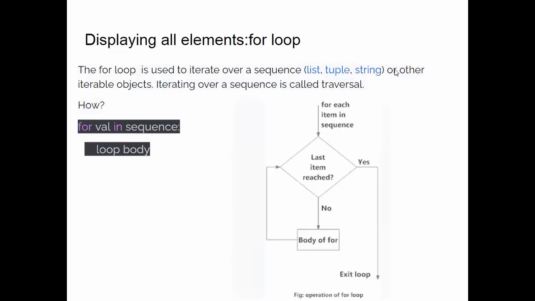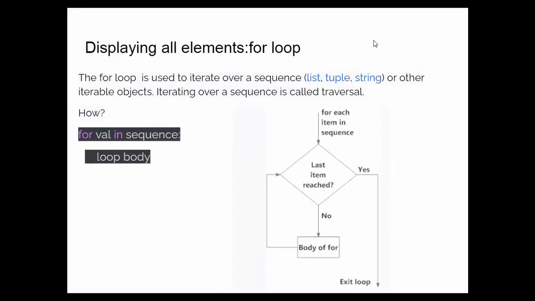Now we will have the for loop. The for loop is used for displaying the individual elements of your list, so it is used for accessing all the elements. It can also be used for displaying, because if you write a print statement within the for loop, it will automatically display all the elements of the loop.